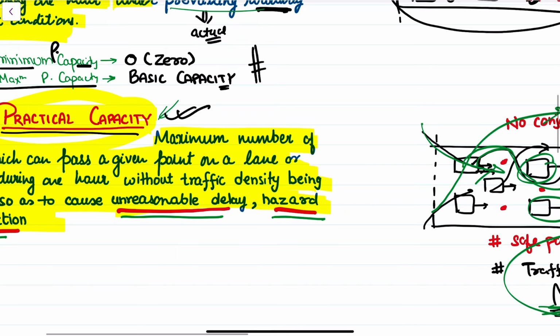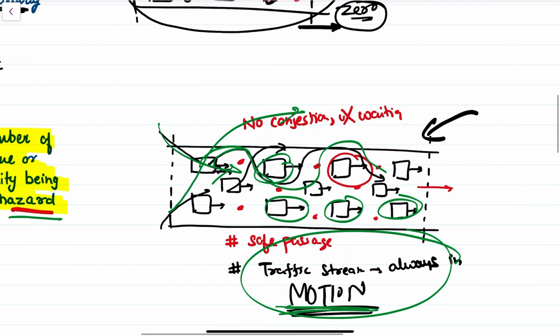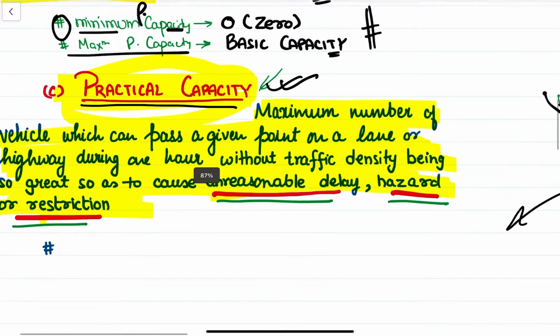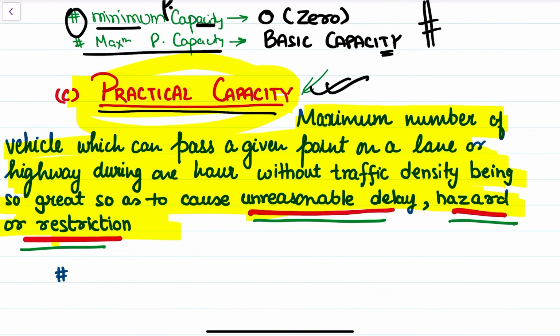While your practical capacity takes into consideration all the practical scenarios that happen on the road, right? There will be merging and diverging traffic. There will be weaving action in the road condition, and all the practical things that we see while the vehicles are always in motion, right? And it also takes into account that there should not be any unreasonable delay. There should not be any hazard or restrictions that prevail, right?